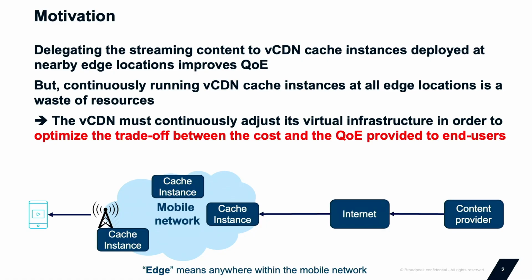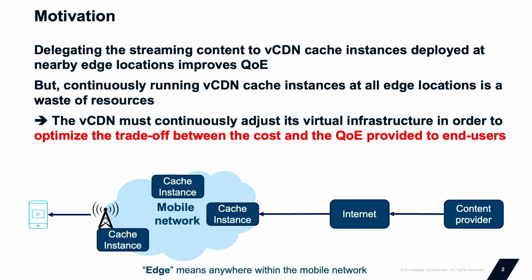Mobile network operators are starting to use more and more edge platforms to deploy their network functions and services as virtual appliances within their mobile network. The edge platforms, which are geographically distributed across the mobile network, provide great flexibility for virtual resource utilization. More importantly, they allow deploying virtual applications as close to the end user as possible to improve the quality. From a video streaming perspective, delegating the streaming content to the CDN cache instances deployed at the edge improves the quality. We all know that.